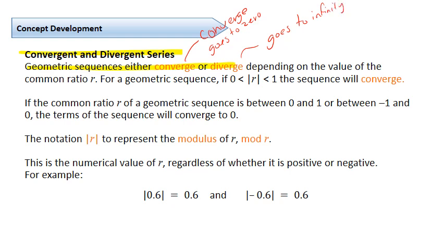Now, whether a geometric sequence converges or diverges is dependent on our common ratio. For a geometric sequence, if the common ratio is between 0 and 1, the sequence will converge or go to 0. If it's also between 0 and -1, it will converge to 0. It doesn't matter if it's a positive or negative number. If it's between 0 and 1, it will always converge or go to 0. I'm going to explain what that means a little bit more, but let's talk about divergent series now.